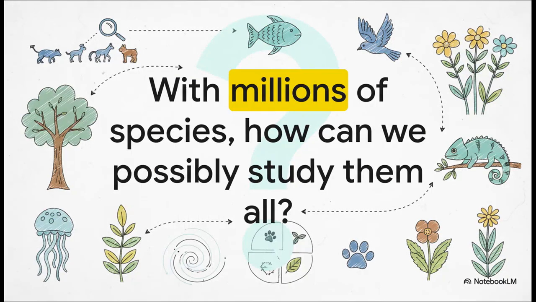But, hold on a second. Scientists say there are millions, maybe even tens of millions of different species on Earth. How on earth can we possibly study all of them? It sounds impossible, doesn't it? Well, that's where grouping them, or what we call classification, comes to the rescue. It's our secret trick to make sense of it all.